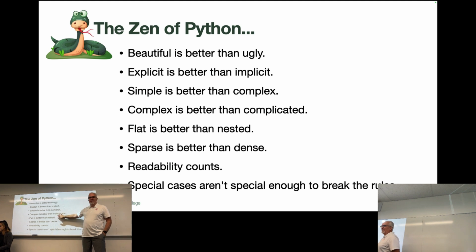We'll save those for a little bit later down the road as we build more complex code. Sparse is better than dense. What that means is you don't have to write your code in a block that's all crammed together. You can leave blank lines. You can leave white space. That actually helps you.